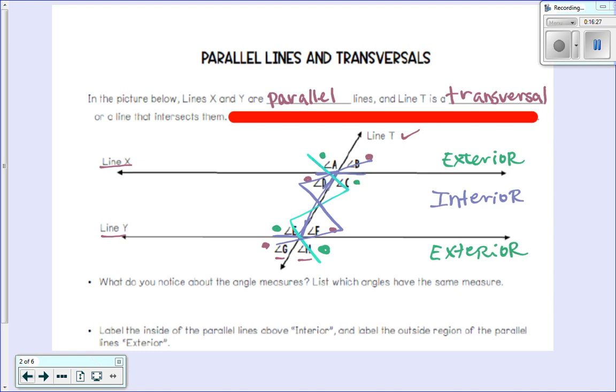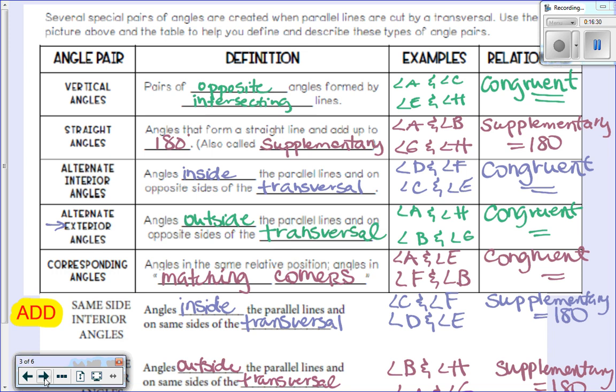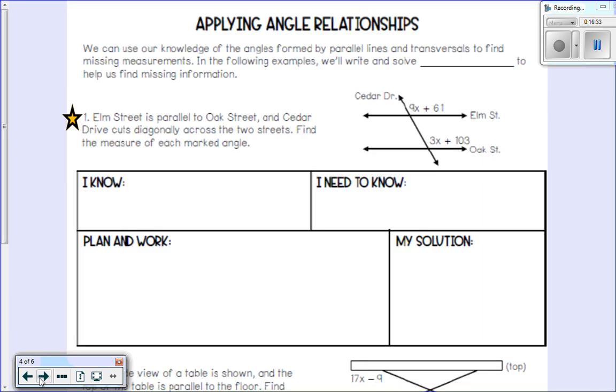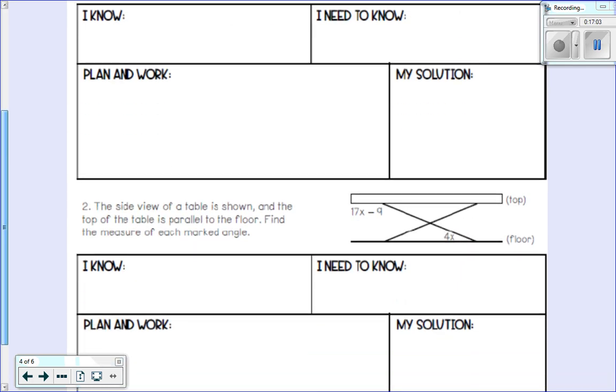Very good? All right. So let's actually put this to use. Our first problem here, we can use our knowledge of the angles formed by parallel lines and transversals to find missing measurements. In the following examples, we'll write and solve equations. It's very important that you set up your equation correctly, right? It's really important you know that relationship to help us find missing information. So we're going to do example 1 together, and then I'm going to let you try example number 2.